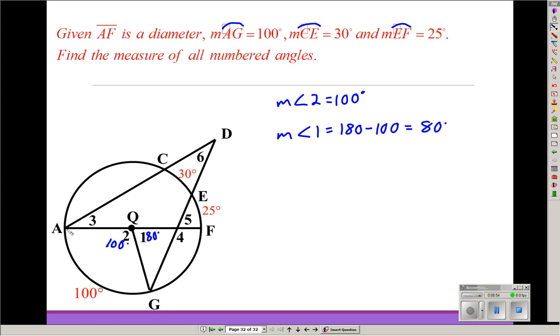Measure of angle 3, well, angle 3 is an inscribed angle because the vertex is on the circle, and the inscribed angle intercepts arc CF, which is 30 plus 25, or 55 degrees. The inscribed angle is half of the arc, so the measure of angle 3 is equal to half of 55, and that's 27.5 degrees.